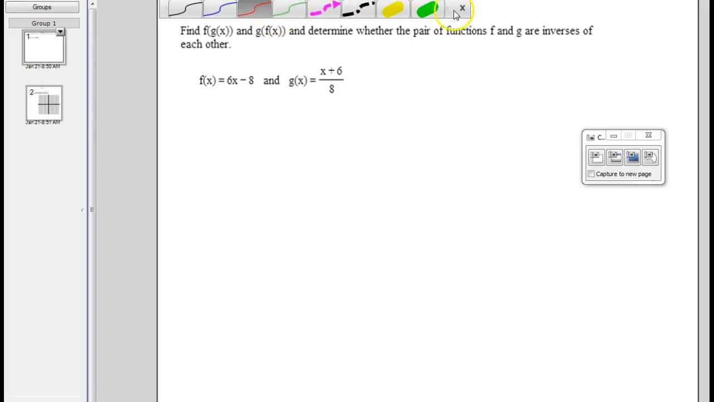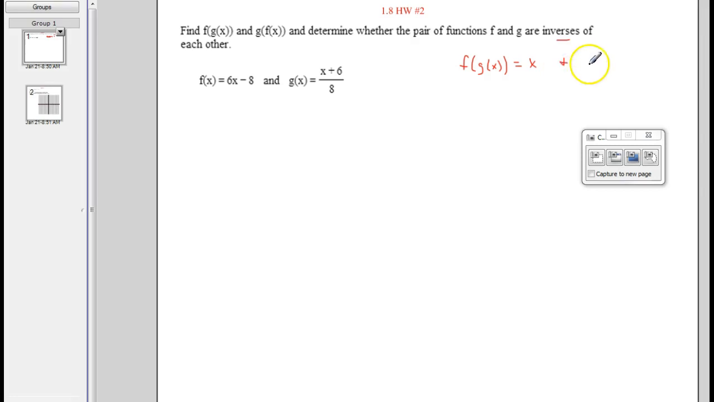2171 class, this is a homework example. This is from section 1.8, and this is problem number 2. So what we're supposed to do here is to determine if these two functions, f and g, are inverses of each other. Okay, and you remember what we have to do here is we have to put g into f and get out x, and turn around and put f into g and get out x.